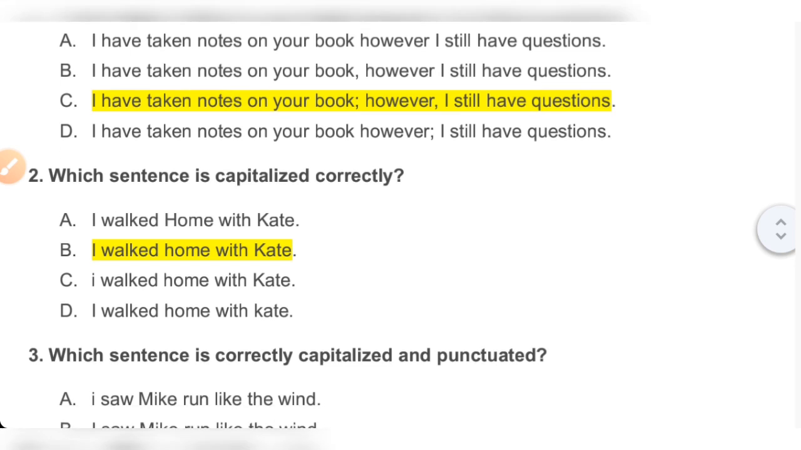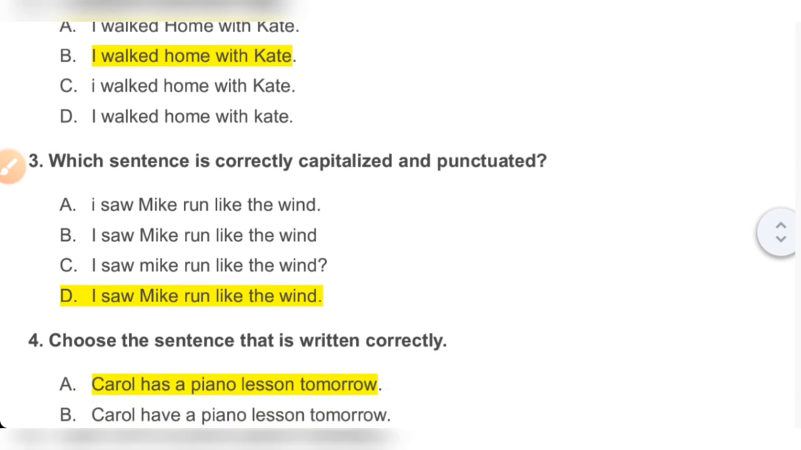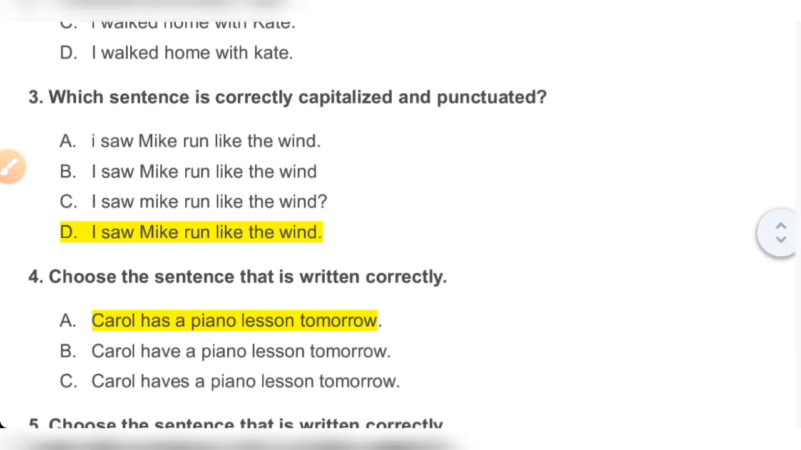Second question, which sentence is correctly capitalized? This answer is answer B. This is correctly capitalized. Third question is, which sentence is correctly capitalized and punctuated? This question's answer is D. I saw Mike run like the wind.